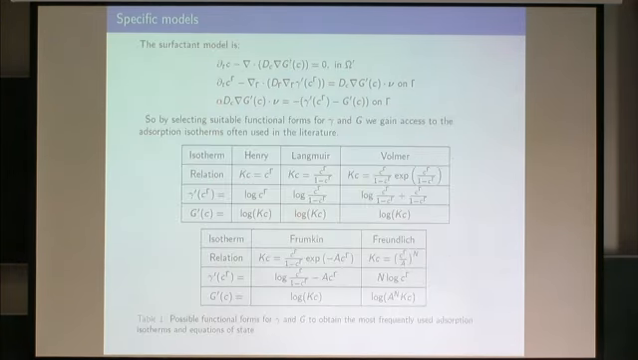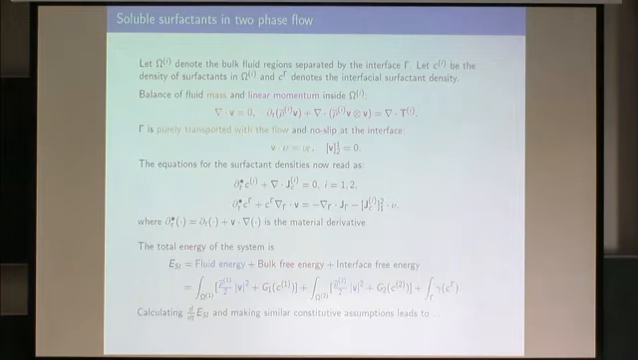So what we then do is, based on the common five of the popular isotherms used in the literature, we worked out what gamma prime and G prime should look like. For example, for the linear Henry isotherm, the gamma prime and G prime look like this. And then the more complicated Langmuir-Volmer gives us something like this. So now we add in fluid flow.